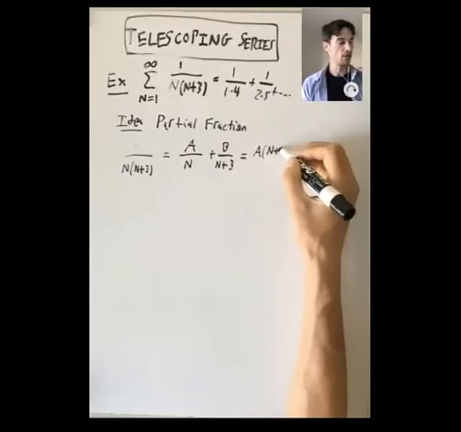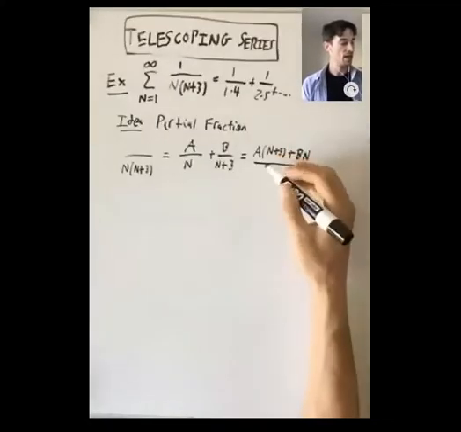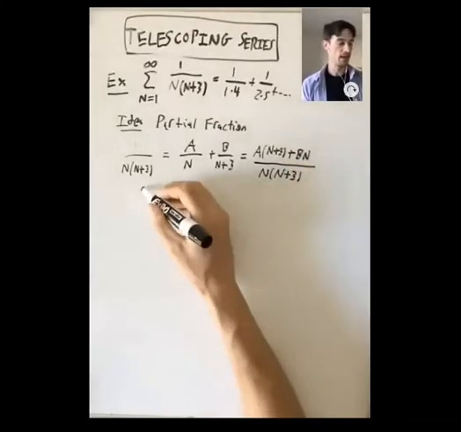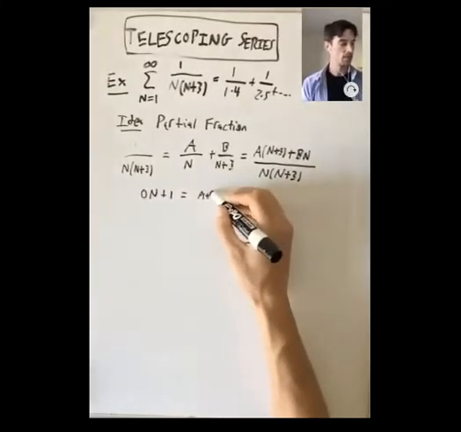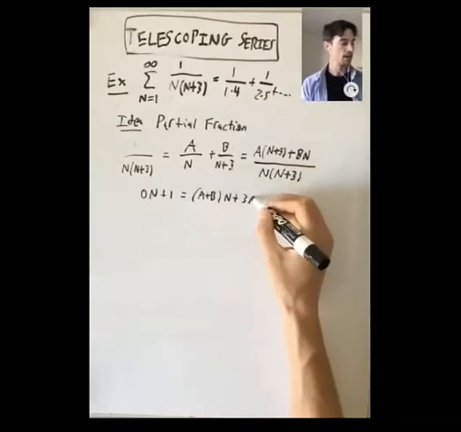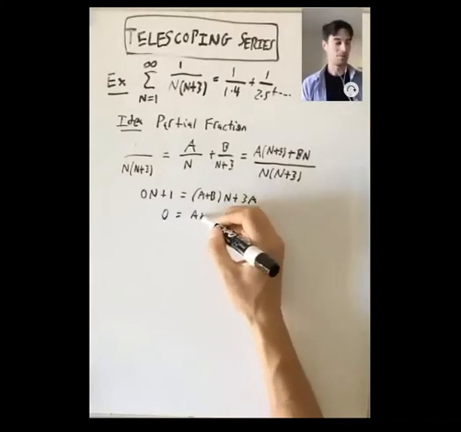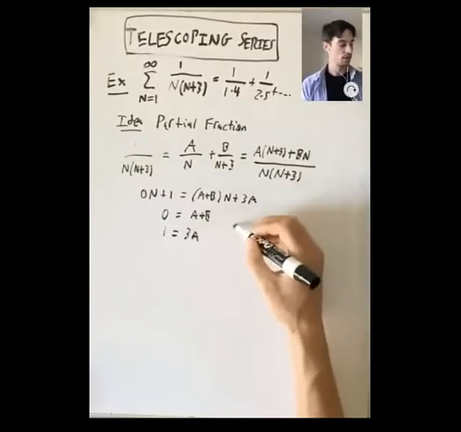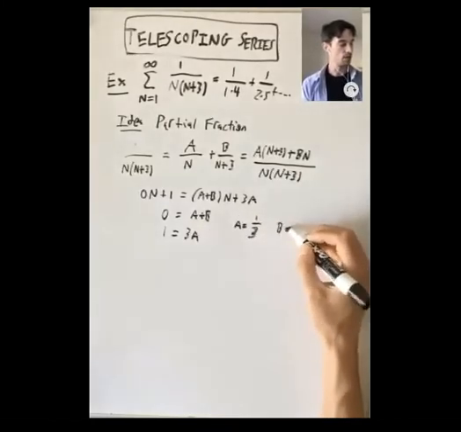We put everything over a common denominator, and then we see that the numerators have to be equal. So what we get is 0n plus 1 equals a plus b times n plus 3a. So that means that 0 equals a plus b, and 1 equals 3a. So a equals 1/3, and b equals -1/3.